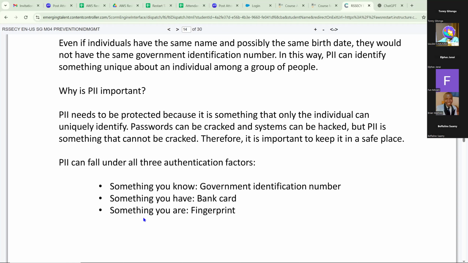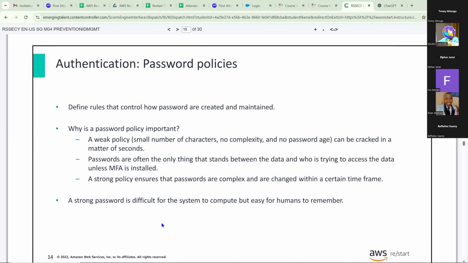PII can fall under all 3 authentication factors. For example, something you know: your ID number, I know my passport number; something you have: your bank card; something you are: your fingerprint. You see? Those are some of the things that you really need to keep very, very safe.